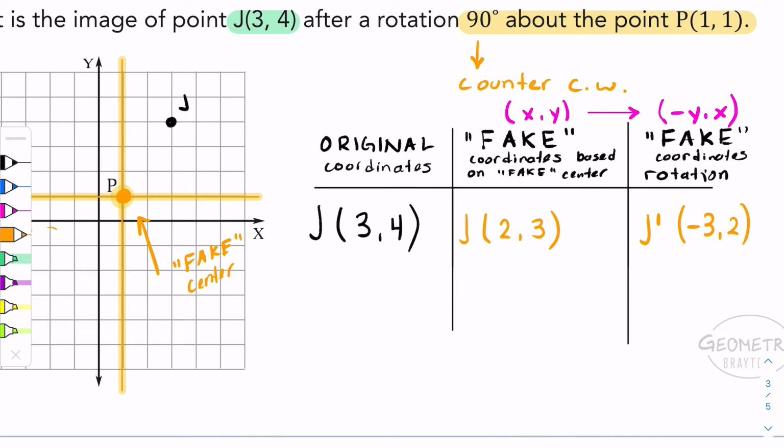So now I come back over to the graph and using my fake center of origin, so what I labeled as the fake one, I'm going to plot a point at negative 3 comma 2. So I go over 1, 2, 3 for negative 3, up 2. That is my new point. That's point J prime. Okay, forget about the original x-axis for now. Just for those two columns of my table, you're forgetting about that and you're using this center as your center.